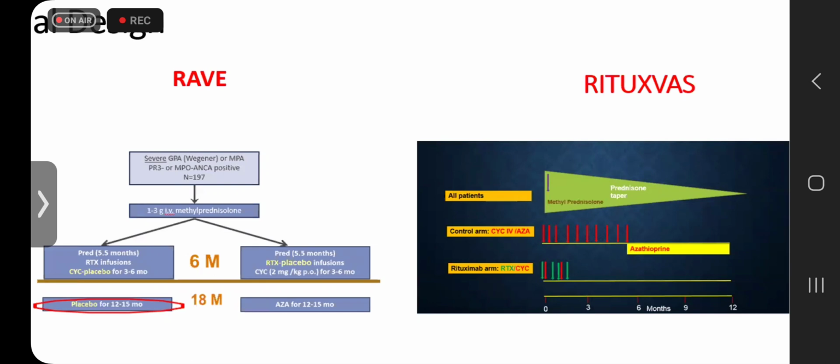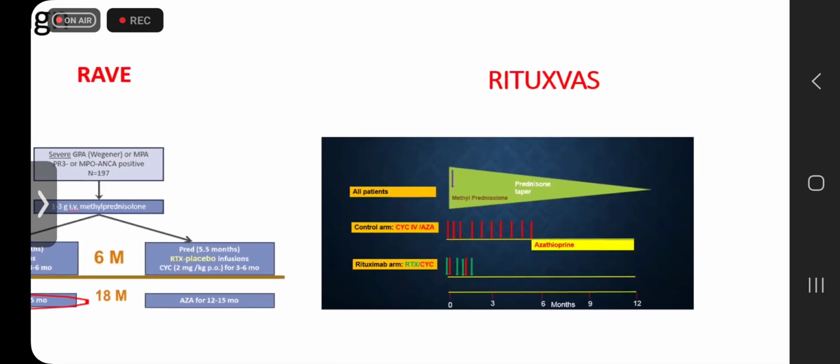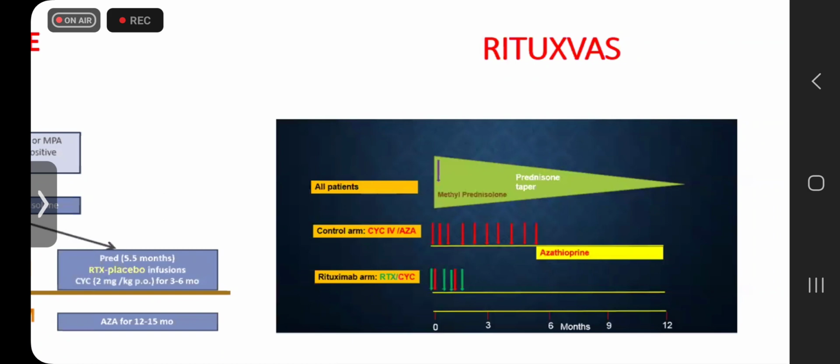And the primary outcome in the RAVE trial was complete remission at 6 months, defined by a Birmingham Vasculitis Activity Score for Wegener's granulomatosis of 0 and a prednisone dose of 0. Now, in the RITUXVAS trial, again conducted in Europe, they enrolled patients and randomized them to either receive IV cyclophosphamide along with glucocorticoids, followed by azathioprine for remission maintenance. And the experimental arm got glucocorticoids along with rituximab plus 2 IV doses of cyclophosphamide. The primary outcome in RITUXVAS was sustained remission and rates of severe adverse events at 12 months.